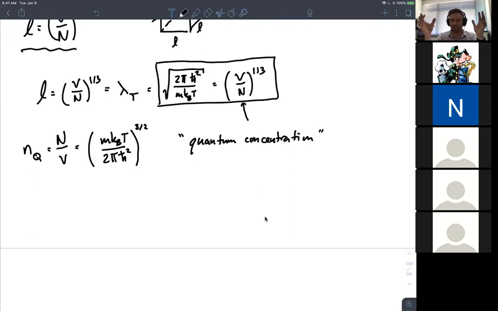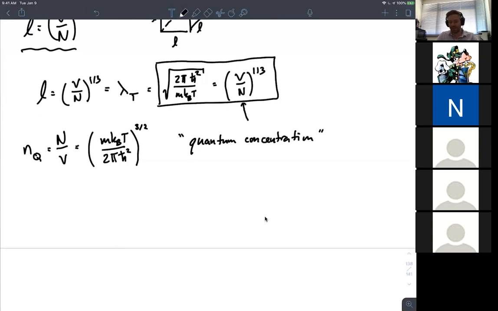Okay, so you take a bunch of particles, they have some concentration or some density. And if you start adding more particles or you start shrinking the volume of the box such that the density of the particles goes up, this quantum concentration is the density at which you will expect quantum effects to manifest themselves. Okay, does that make sense?